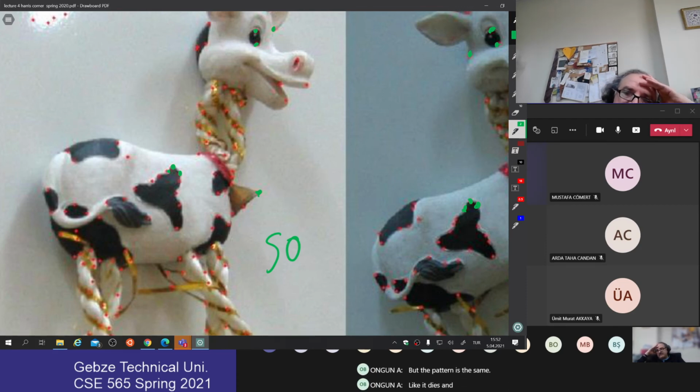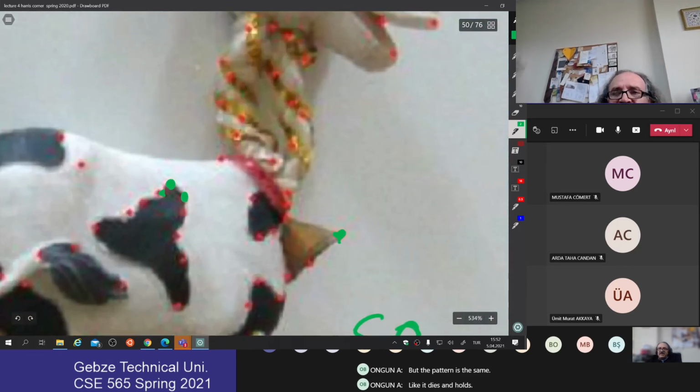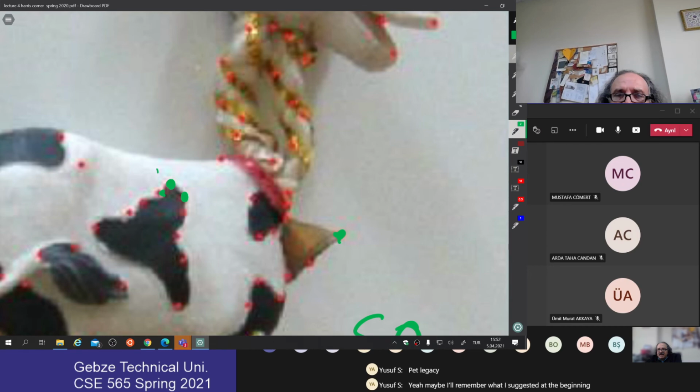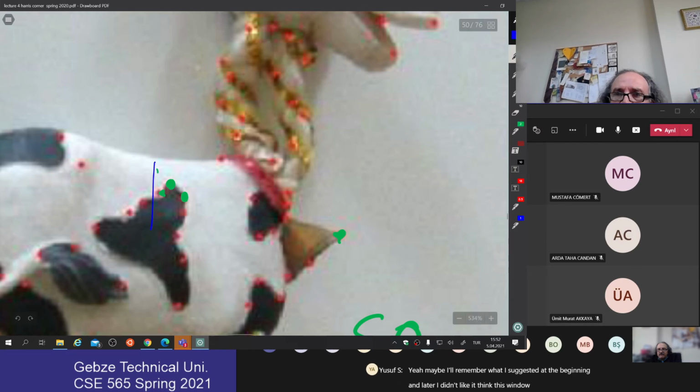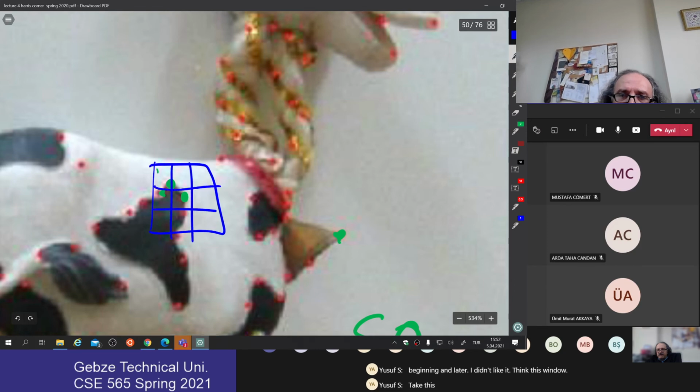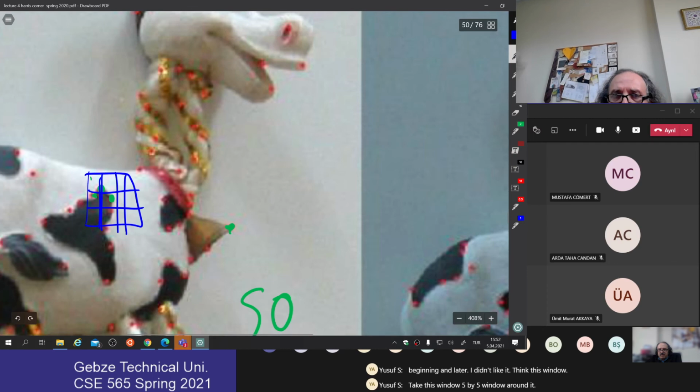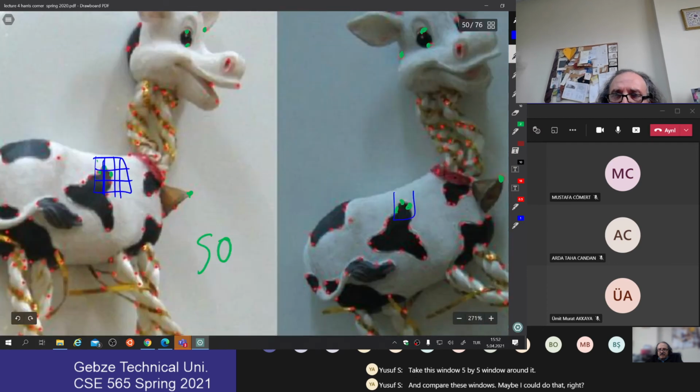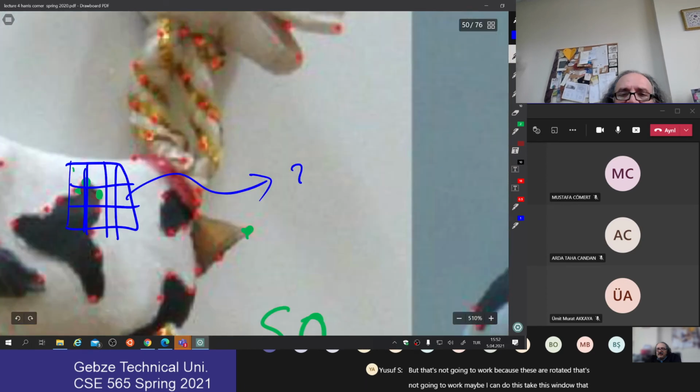And horns. Yeah, maybe. Remember what I suggested at the beginning, and later I didn't like it. Take a 5 by 5 window around it, and compare these windows. Maybe I could do that, right? But that's not going to work because these are rotated. Maybe I can do this. Take this window, that's 25 pixels, right? And make a histogram.